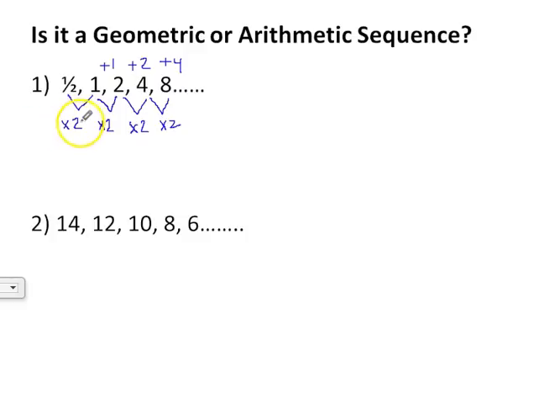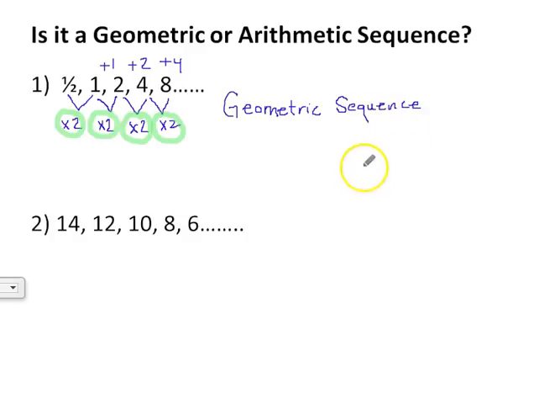So because we are increasing by multiplying our previous number times 2, and we keep doing that, the previous number times 2, this would be an example of a geometric sequence, because we're multiplying each previous term by the same amount.